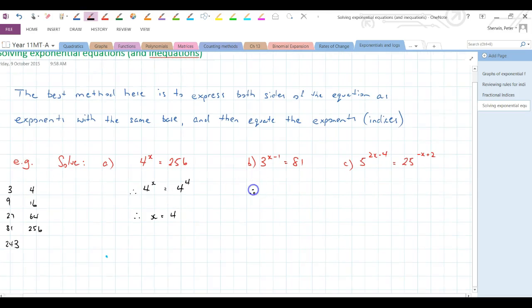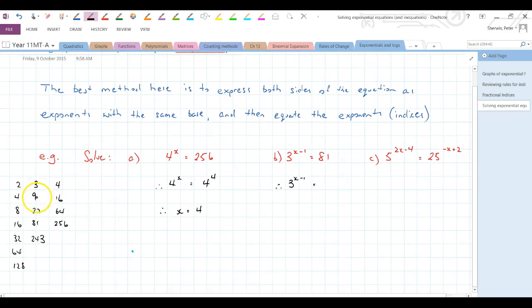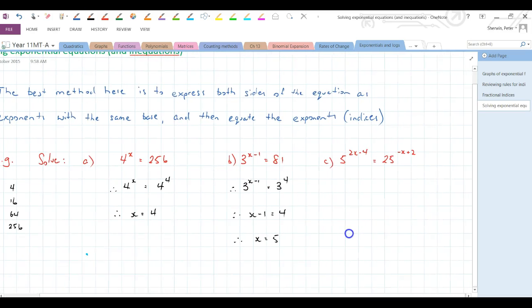Okay, then go in here to 3 to the power of x minus 1. Let's write 81 now. Let's go to our little grid here. 3 to 1, 3 squared, 3 cubed, 3 to the power of 4. So 81 is 3 to the power of 4. Now we've got the same base on both sides. We can just say that x minus 1 is equal to 4, and therefore x is equal to 5. I've just equated my exponents.